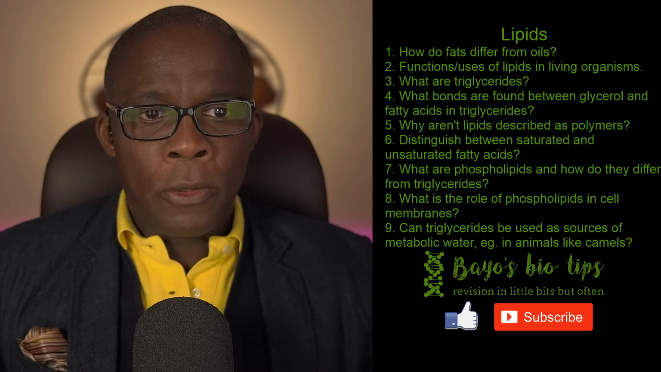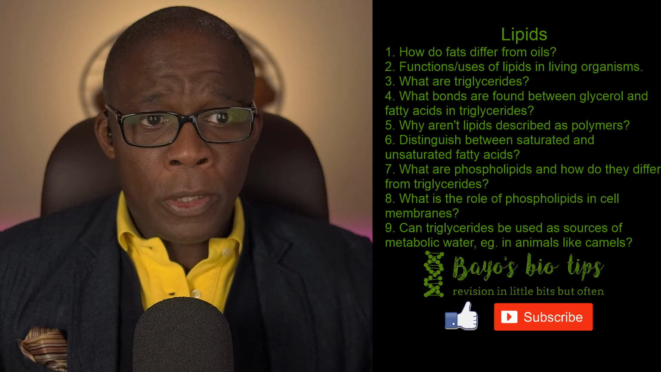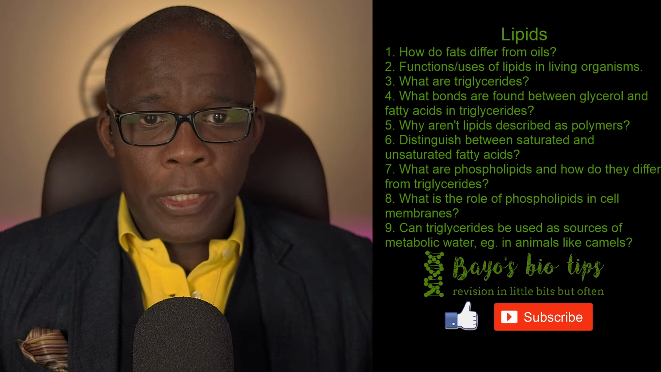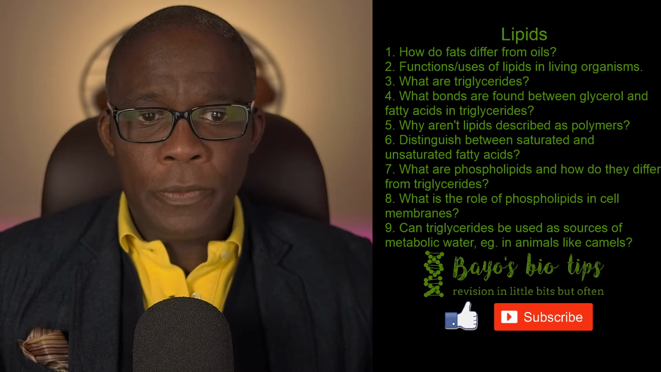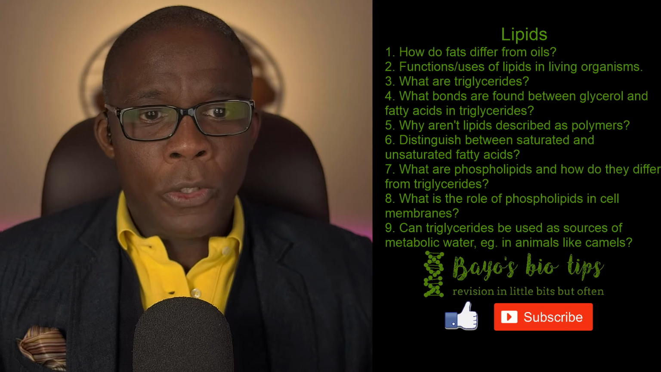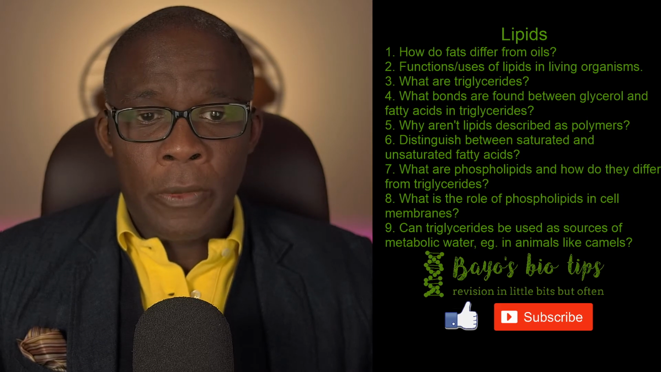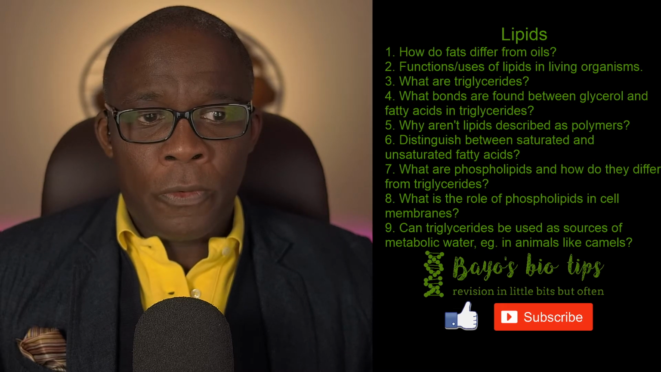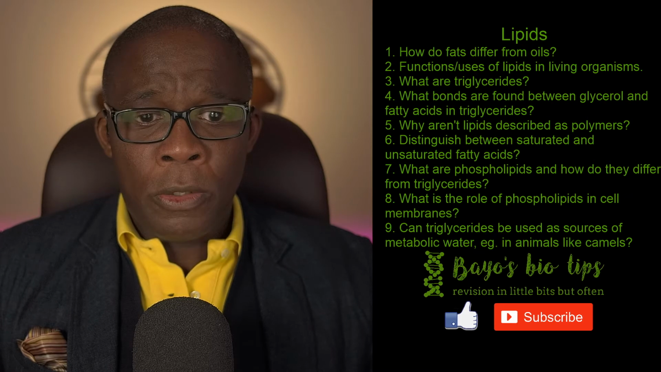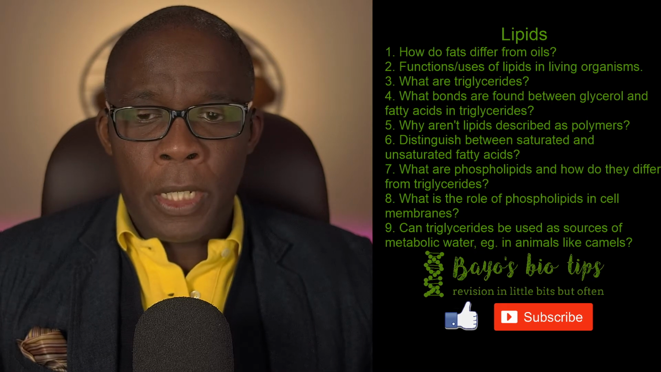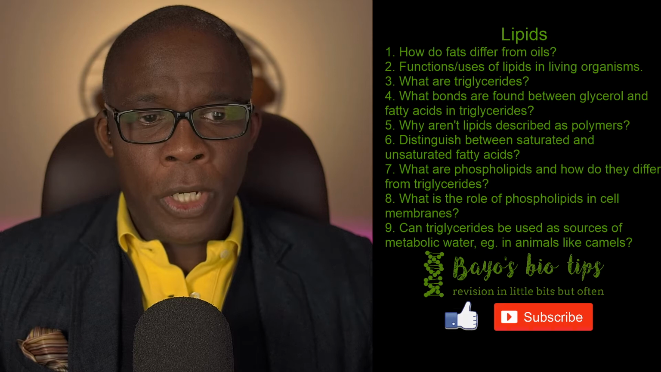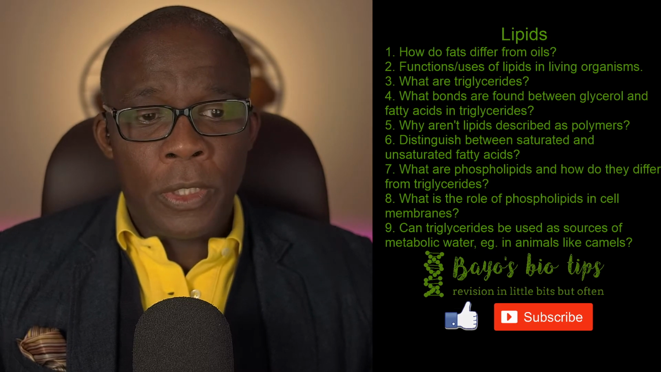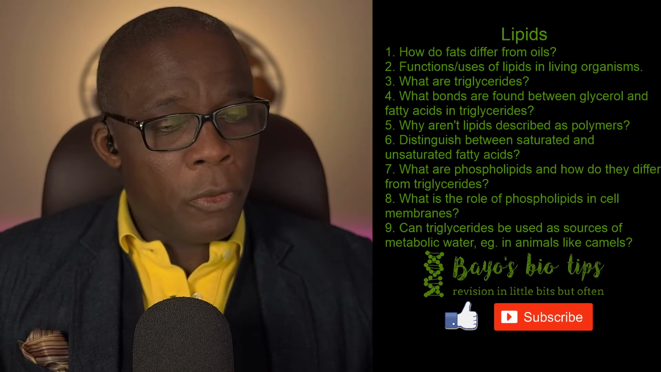We will talk about why lipids are not described as polymers. We'll distinguish between saturated and unsaturated fatty acids. We'll talk about what phospholipids are and how they differ from triglycerides. We'll also talk about the role of phospholipids in cell membranes, and then we'll finish off by considering whether or not triglycerides can be used as sources of metabolic water, for instance in desert animals like camels.